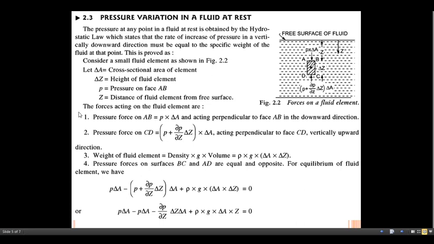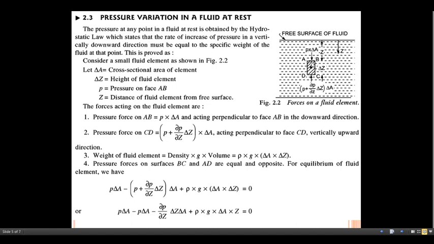Now let us discuss the pressure variation in a fluid at rest. The pressure at any point in a fluid at rest is obtained by the hydrostatic law, which states that the rate of increase of pressure in a vertically downward direction must be equal to the specific weight of the fluid at that point. This is proved as follows. For that, let us consider a small fluid element.